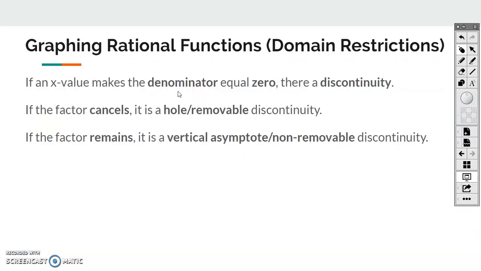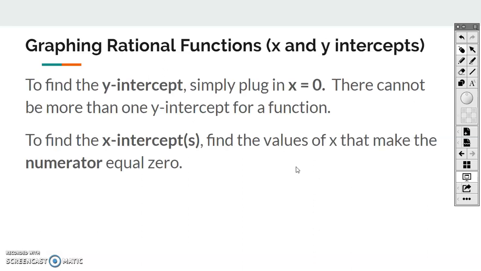Whenever the denominator or the bottom of a fraction is 0, there's going to be some sort of discontinuity. If you can cancel that factor out, it's a removable discontinuity called a hole. If you cannot cancel that factor out, it's going to give you a vertical asymptote or a non-removable discontinuity. Anytime you want to find an intercept, just set the other value equal to 0. For the y-intercept, x equals 0. For the x-intercept, y would be 0, which is going to be when the numerator is 0.